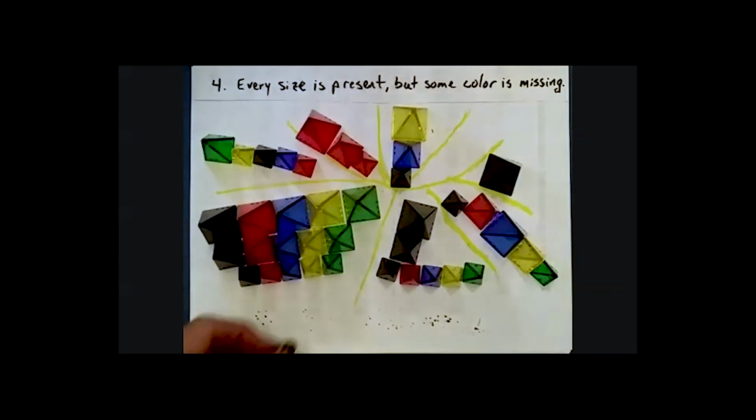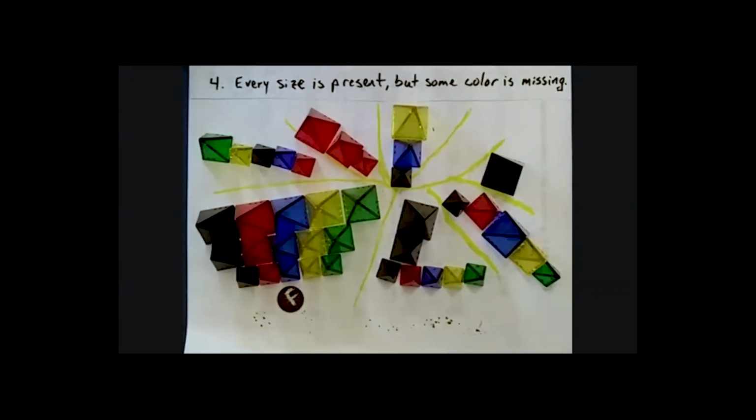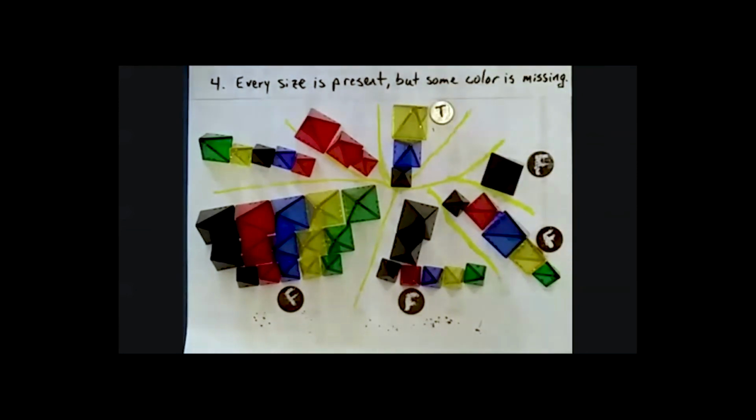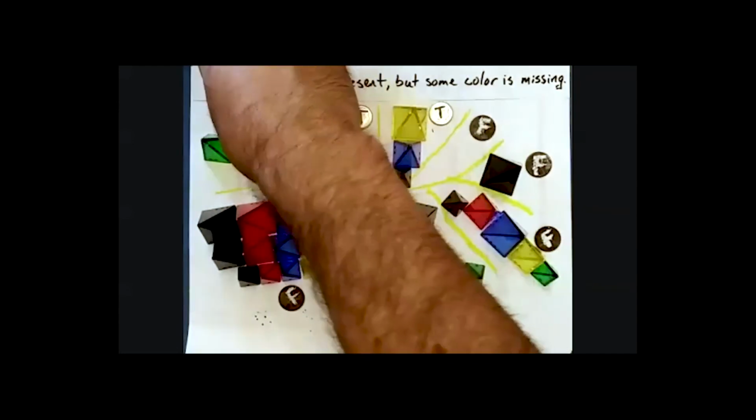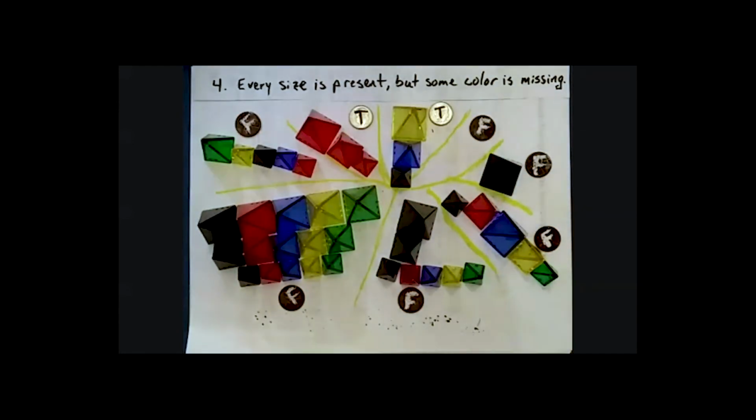4. Every size is present, but some color is missing. This is false when we have all sizes and colors. It's false in most situations. There's only 2 situations in which it is true. After doing the previous ones, this should not be too difficult.